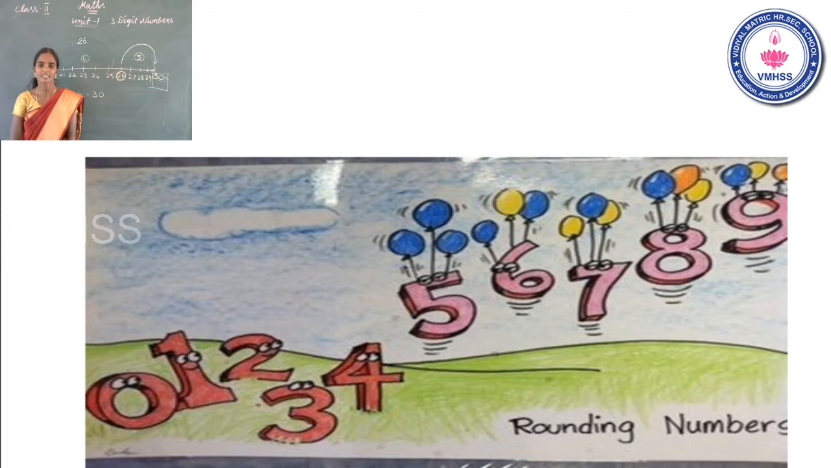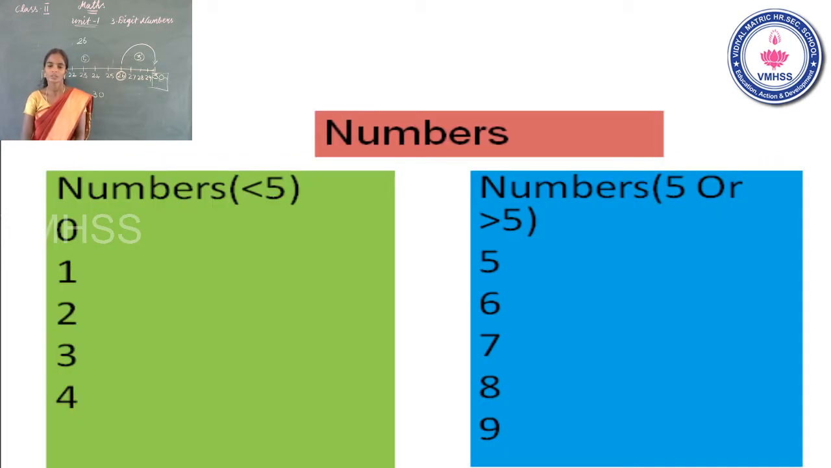Look at the next slide. So there are 9 numbers from 0 to 9. We divide them into 2 groups. The first group numbers 0, 1, 2, 3, 4. The second group numbers 5, 6, 7, 8, 9.